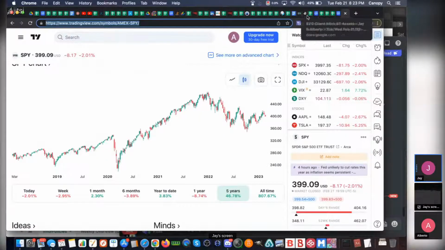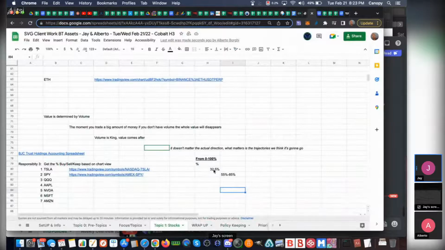So do you think those are good numbers, or what? No, I think it's good. I mean, 55, 85. So this is how much we want to have in our portfolio for SPY. No, this is just the percentage of value, where 100% means that we think it's going to go up, up, up, up, up. Stable up is 100%. Does that make sense?